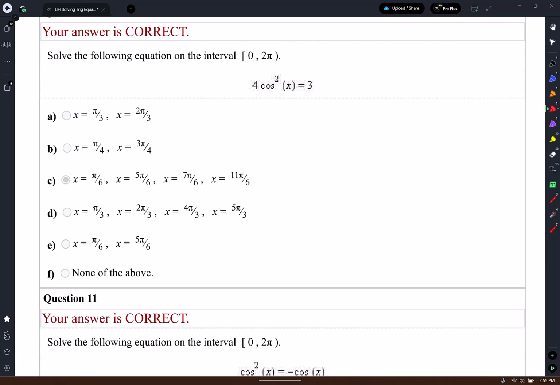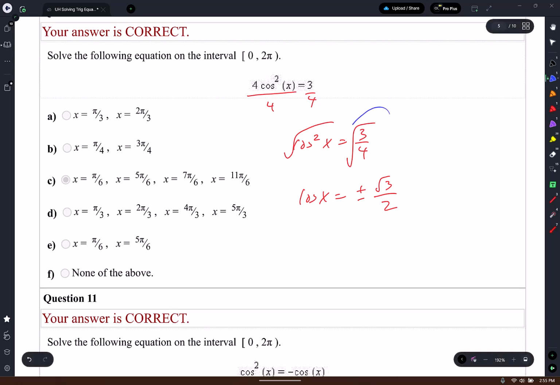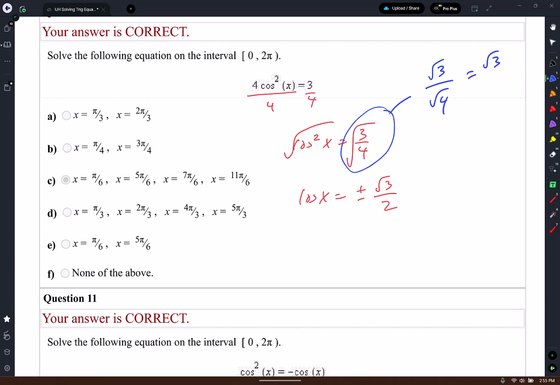You want the x by itself? Divide by 4. Cosine squared x equals 3/4. What's your next move? Square root. Cosine x equals plus minus square root of 3 over 2. Yeah, I'll slow down, guys. This right here just means square root of 3 over square root of 4. So square root of 3 over 2, and then put the plus minus, because of the square root.